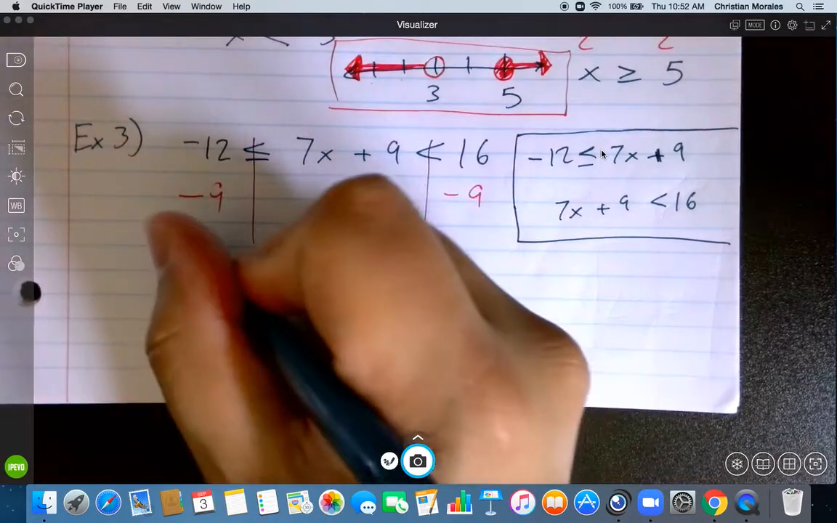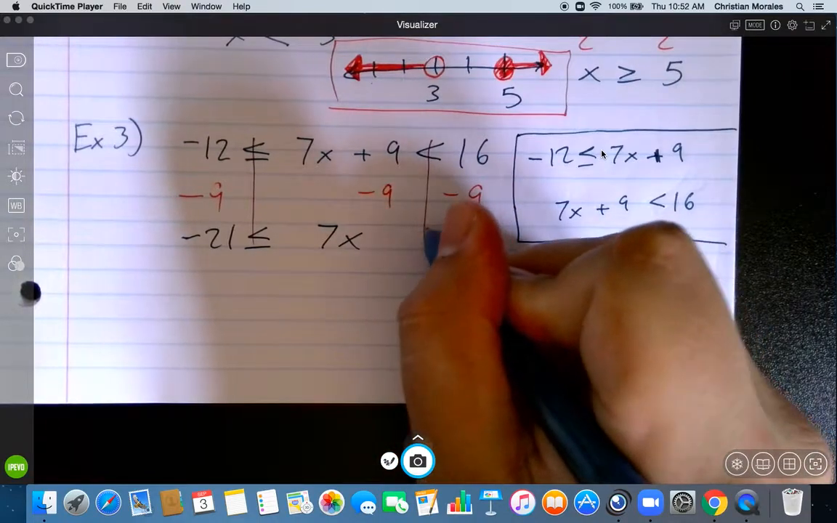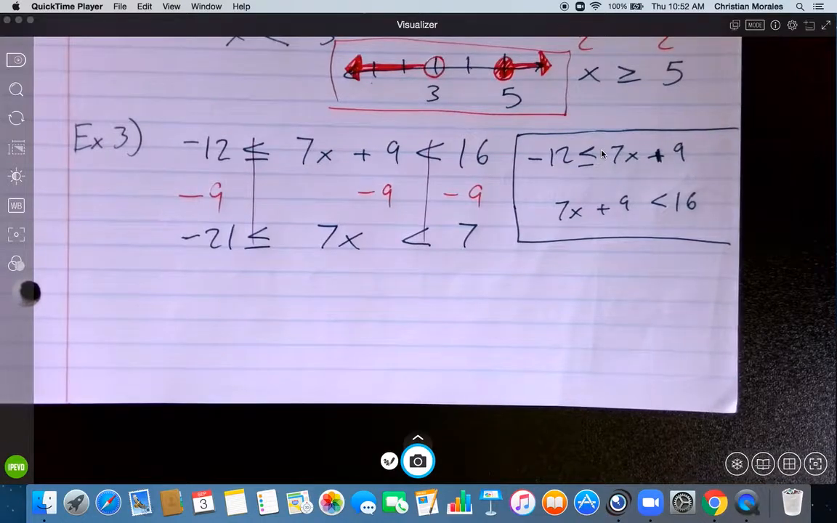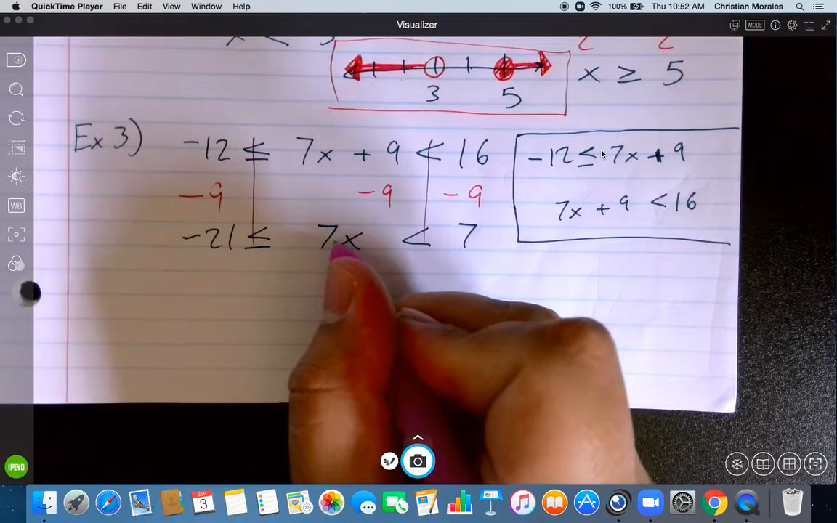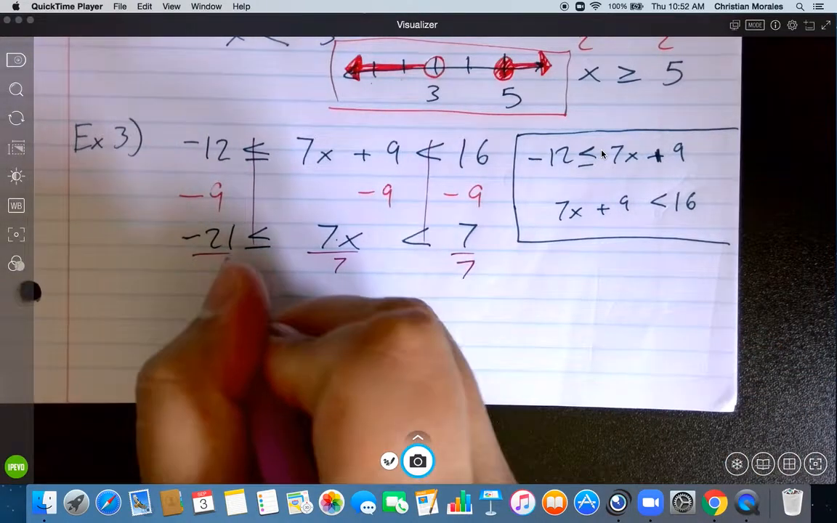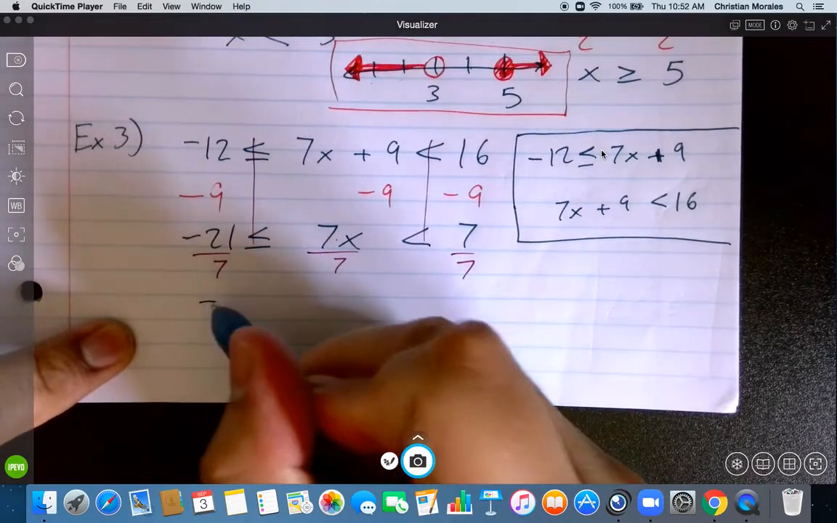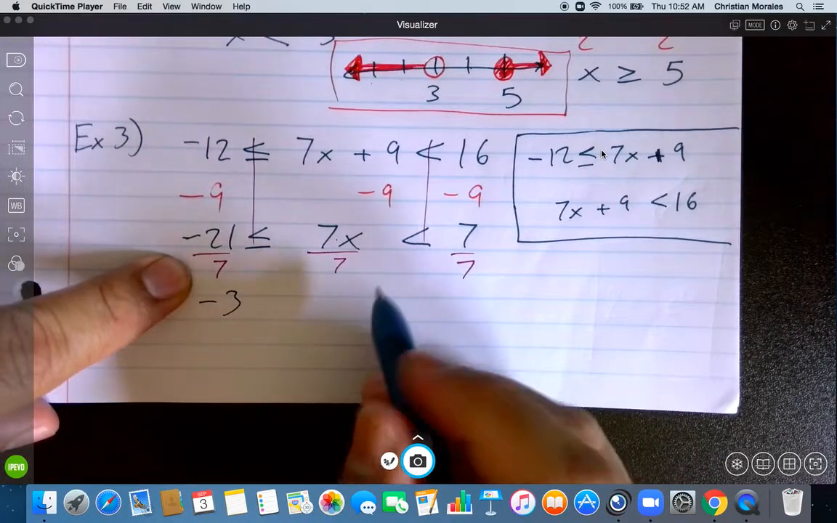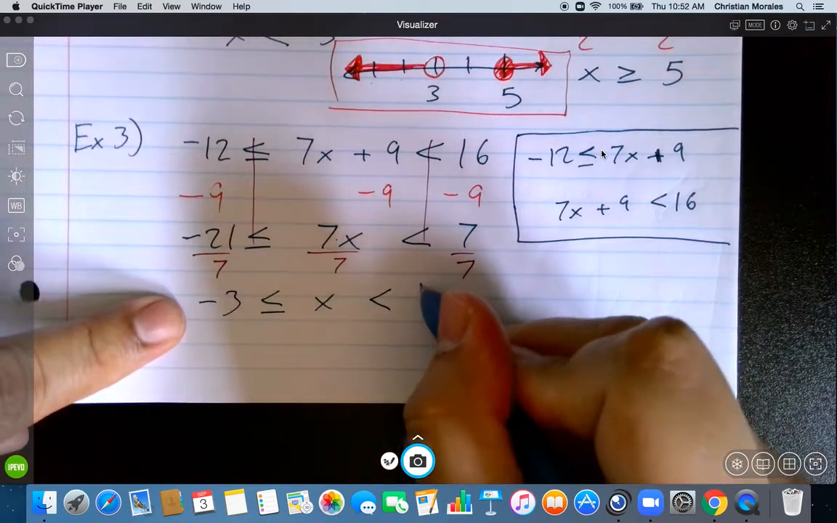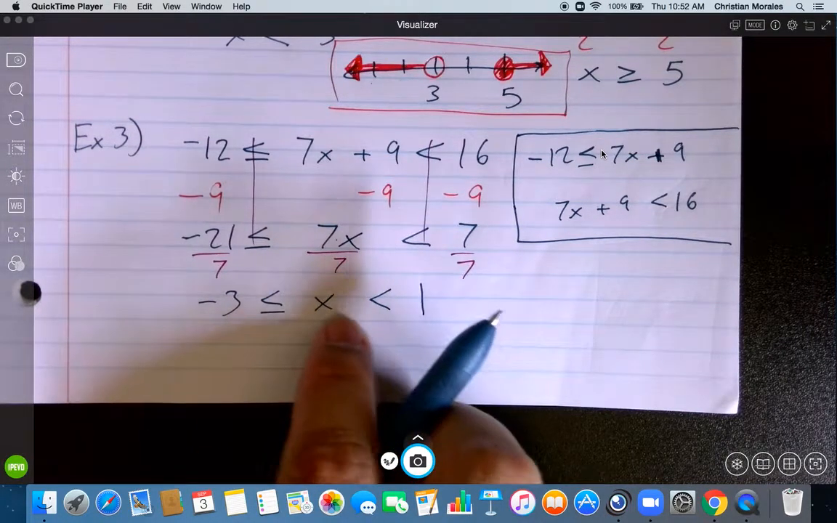You would get this, negative 21, 7x, and 7. Next, you want to get rid of that 7. Now that 7 is multiplying, so inverse is going to divide, but you don't just divide both sides, we divide all sides. So you get negative 3, you don't flip it because you didn't divide by a negative. You get just x, and you get 1. So here's your answer. Negative 3 is less than x, x is less than 1.